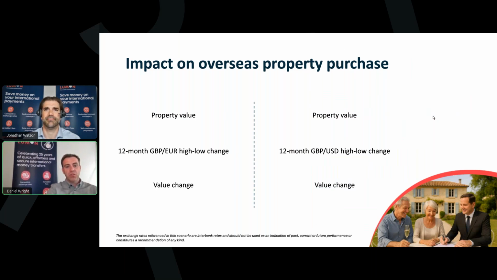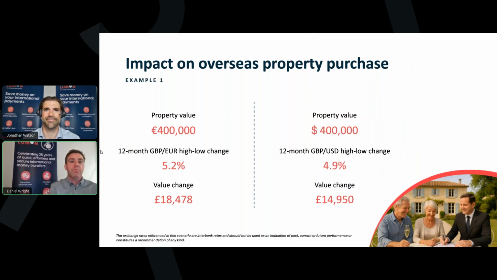If we move on to the next slide, for some reason it's not all showing up, but I can read it out for you. So 400,000 euros over the last 12 months, the actual monetary difference we've seen, as you can see on screen now, it's almost 19,000 pounds. So, the way I look at that, that's you buying a car when you purchase your property over there. It makes a huge difference catching this at the right time as opposed to the wrong time.